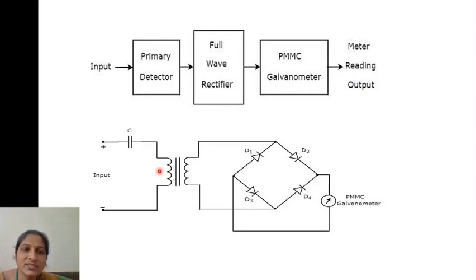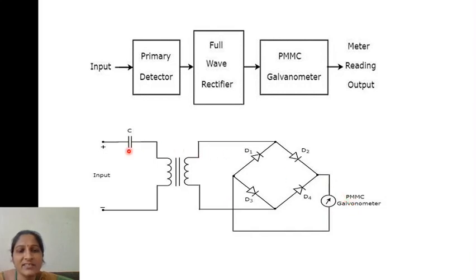Coming to the circuit, here you can see this is the input given to the circuit, and in the primary detector you are using L and C. This is the capacitor C, and instead of a simple inductor, you are using a coupled inductor here. This forms the primary detector circuit, and from the primary detector it is given to the full wave rectifier. We all know that a full wave rectifier is formed by four diodes, D1, D2, D3, D4, and a PMMC galvanometer is connected in the middle of this bridge circuit.